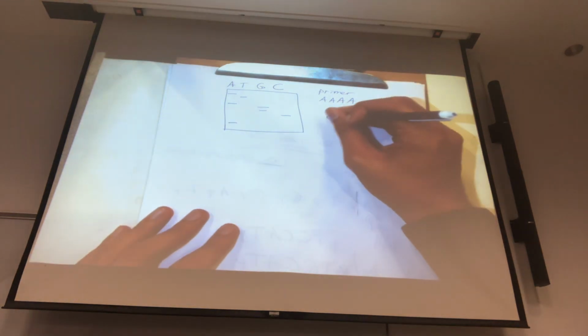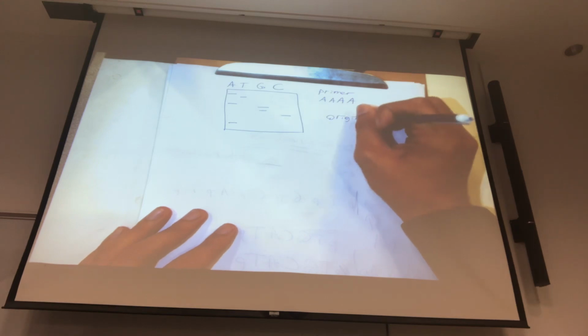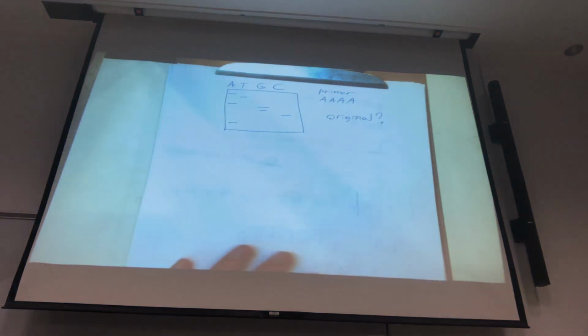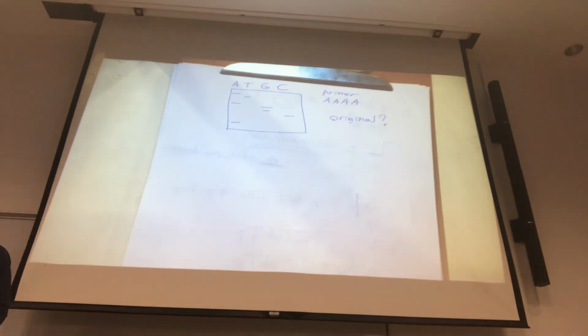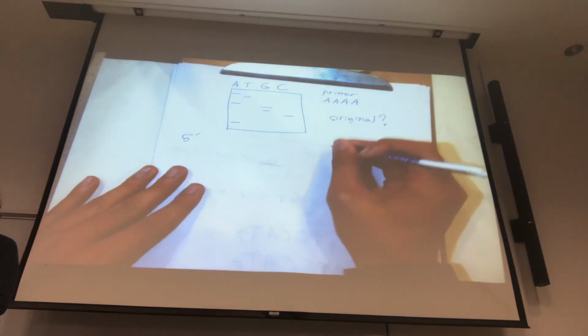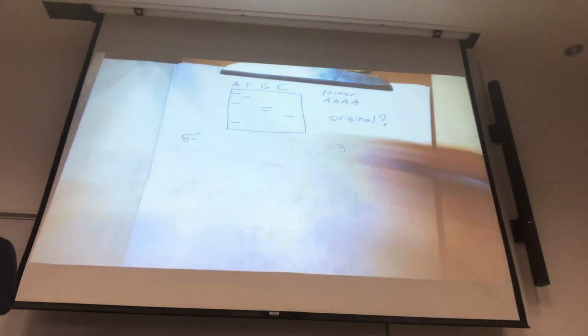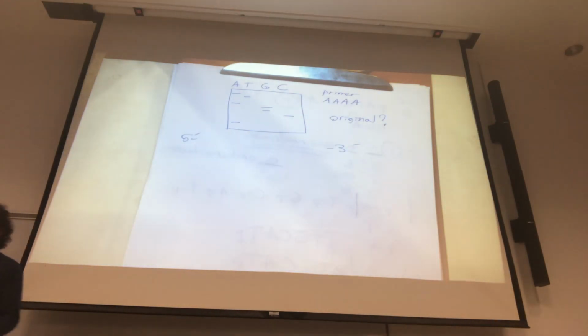So the question will be, what's the original? And this will only give you the complementary. So there are several ways of solving this. I personally want to build the complementary strand of DNA from front to back. There are other ways of doing this, but that's how I personally do this.